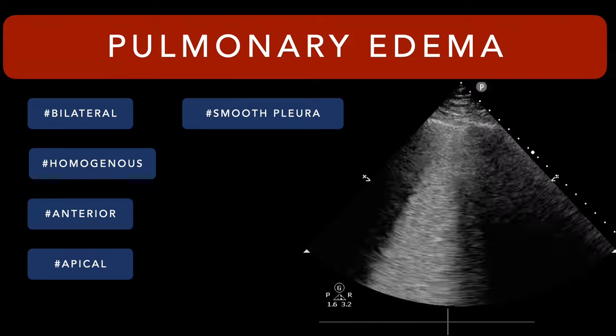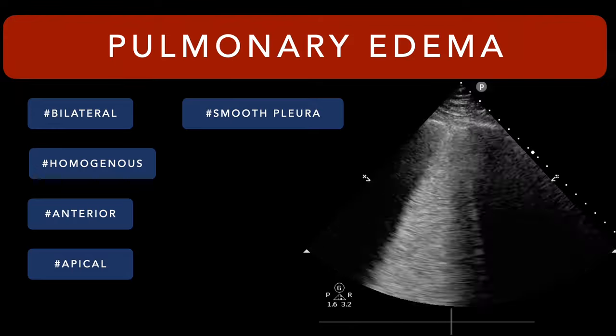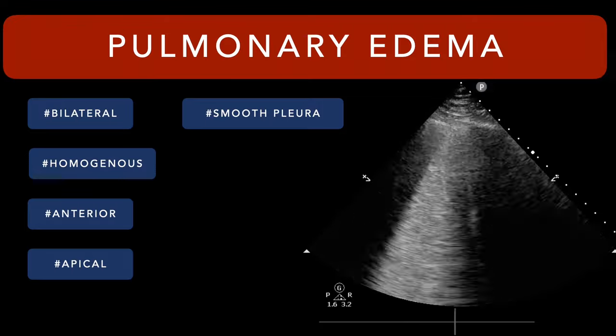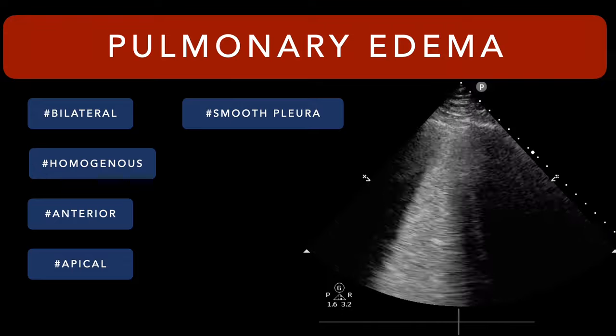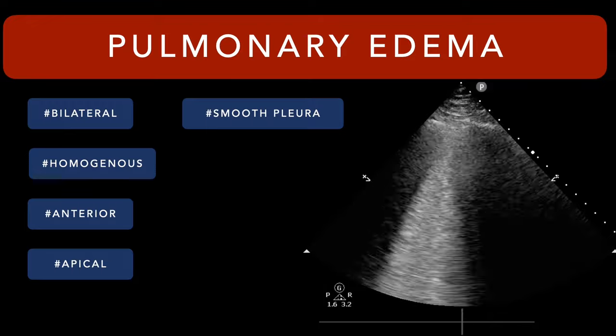There may be a gradation in pulmonary edema, so you may have fewer B lines in the apices and more in the base, but you aren't going to see an area of normal and an area of abnormal, an area of normal and abnormal. It's going to be a diffuse, homogenous pattern as you scan from apical all the way down to base, laterally, and posteriorly. You're going to see homogeneity of the B lines.